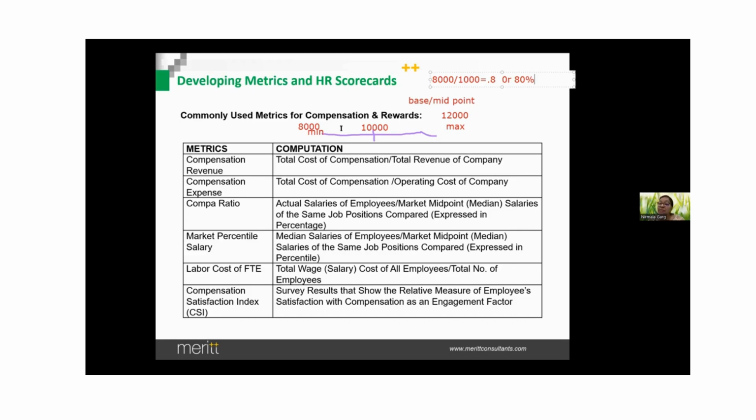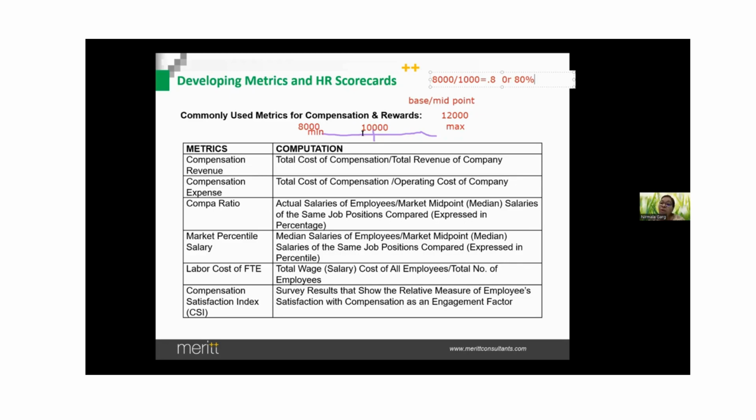Okay, but a person with the right skill sets, competencies, etc., but not much experience, you will prefer to start him at a minimum of that grade. It could be 90%, could be 80%, etc. But definitely not beyond the midpoint, because anything beyond the midpoint means a higher wage cost. So this midpoint is your controlling point for your wage cost.